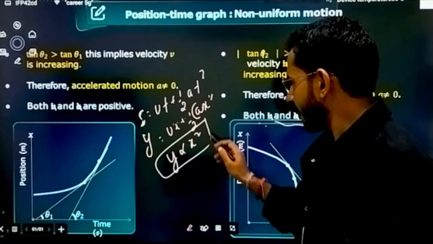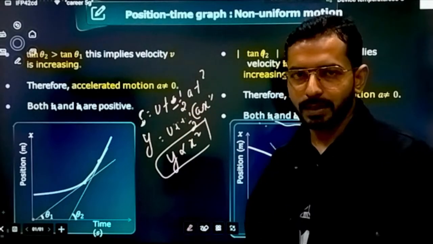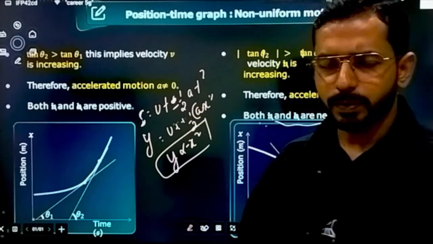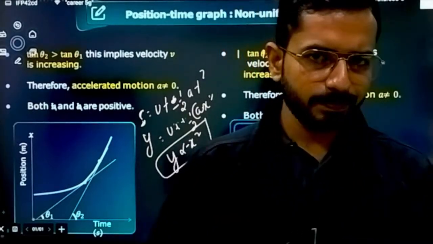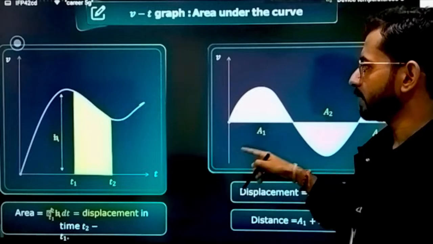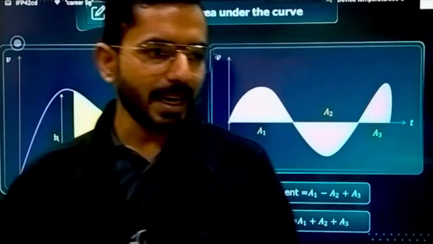That means you will again have the same relation, just a small change: here you will be putting a negative sign. That means you can say y is proportional to minus x square. That means a parabola facing downwards. Okay, if you know the basic quadratic equation, you can easily plot all these curves. Clear? Now come to the next section, that is area under curve.